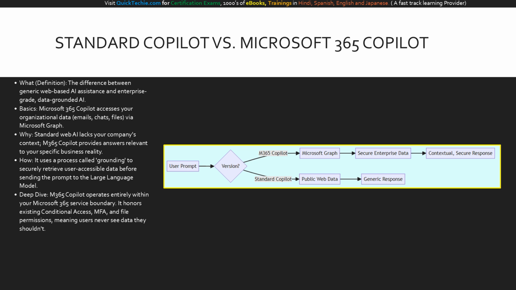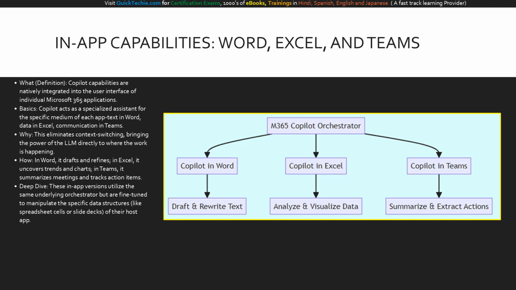This flow visually separates the two primary AI experiences. When a user prompt enters the system, the path diverges based on the Copilot version. If using standard Copilot, the prompt goes to the top path, pulling from public web data to generate a generic response. However, if the user has Microsoft 365 Copilot, the prompt flows down into Microsoft Graph. Here, it securely retrieves enterprise data respecting all access controls to deliver a contextual, secure response. This diagram is crucial for explaining to your security and compliance teams why Microsoft 365 Copilot is safe for proprietary business operations.